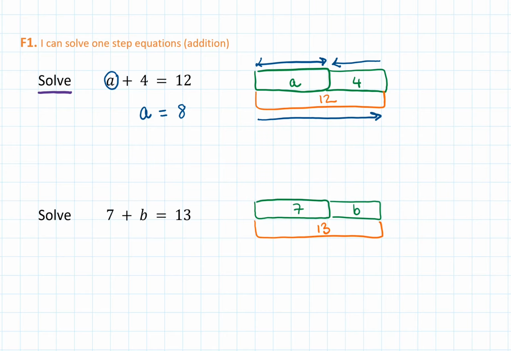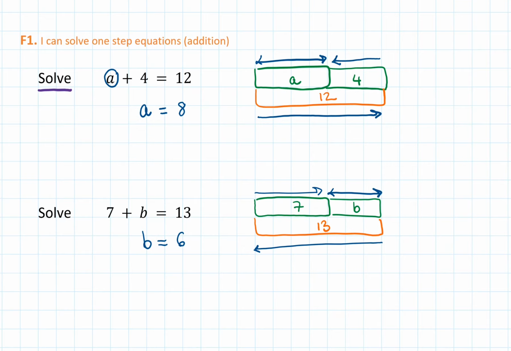So this is how our bar model will look. And we are asked to calculate B. To calculate B, we can do 13 take away 7, which is 6. So B equals 6. Just a quick note. When you're solving equations, make sure that you line up your equals signs in one line. This will make your work look neat, tidy, and easier to follow.